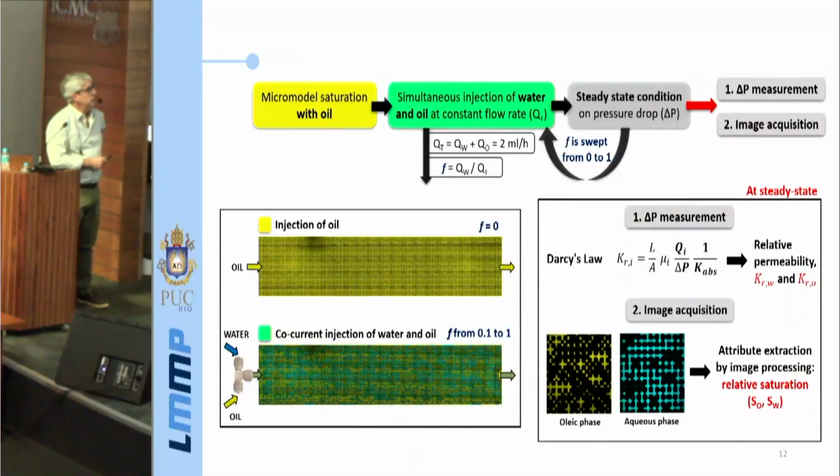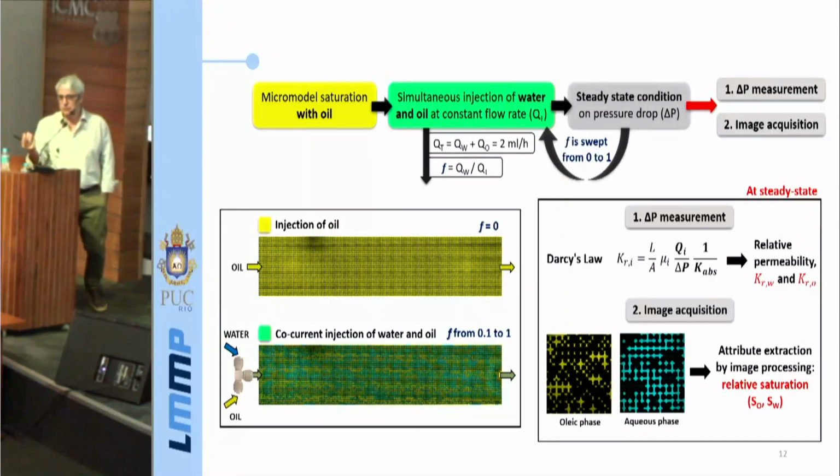In order to construct the relative permeability curve of these flows, we follow the following experimental procedure. We start with the micromodel saturated with oil, which is here. So we inject with a syringe pump with a given flow rate. We measure the pressure difference so we can get the permeability of this porous media. And then we start having the two-phase flow.